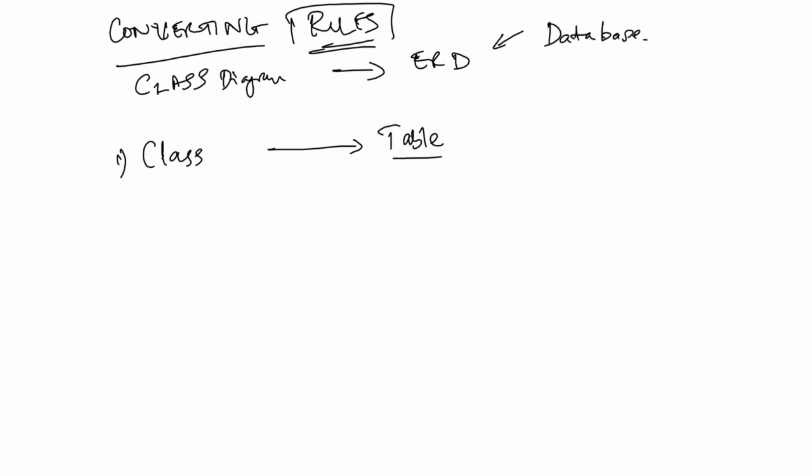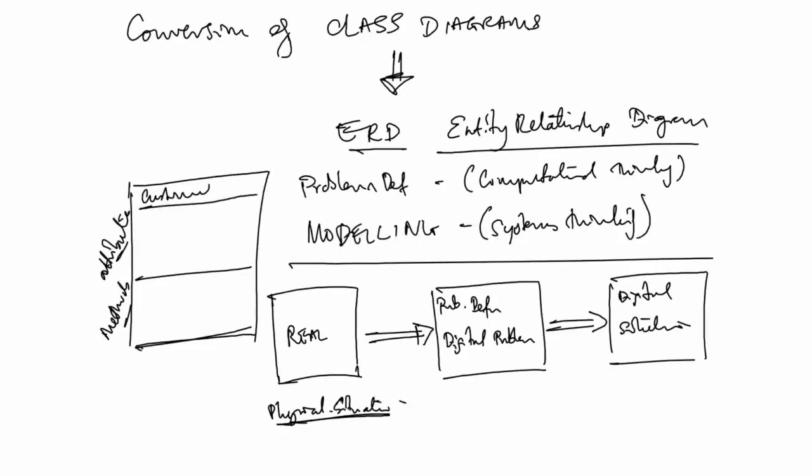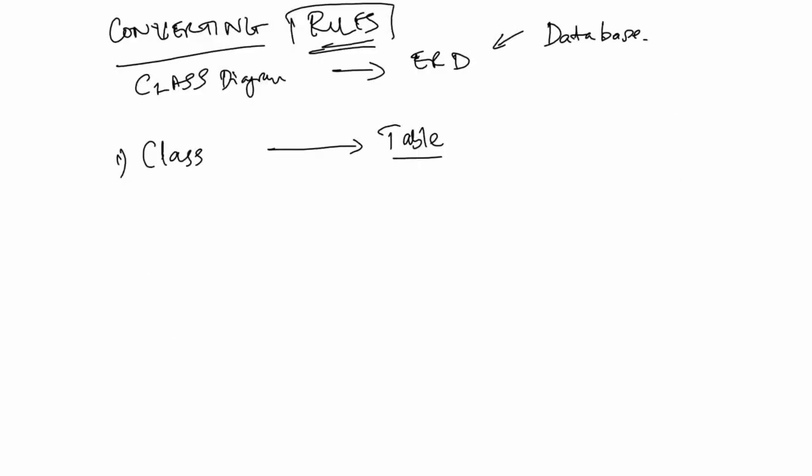Number one, every class becomes a table, and so you can see very clearly, if you don't do this well, then this is going to be wrong. If this is wrong, that will be wrong as well. That's why it's very important to get the early stages right. Your problem definition, your modeling, all that should be right, so that we can convert our class diagrams into something that can become a digital solution. So that's the first rule.